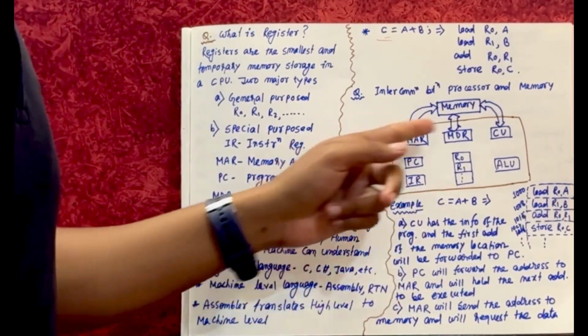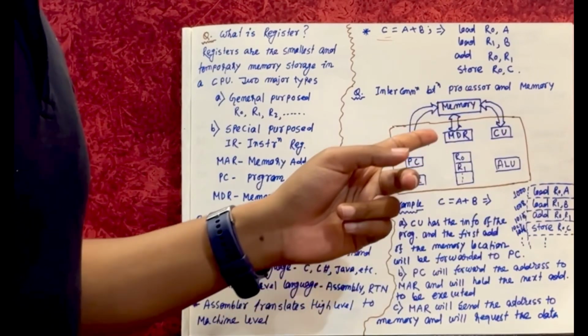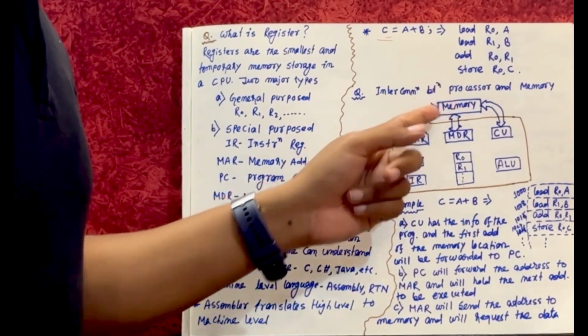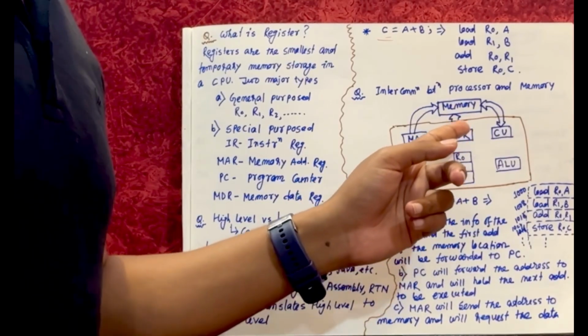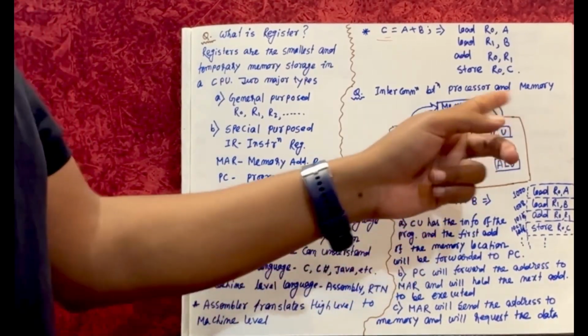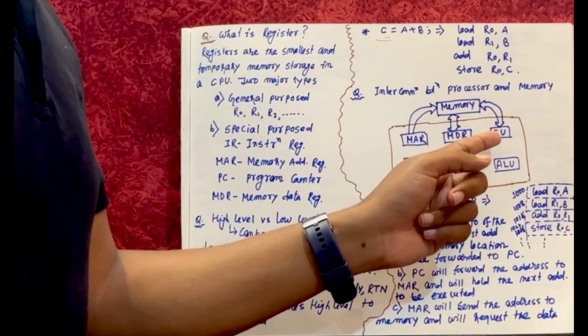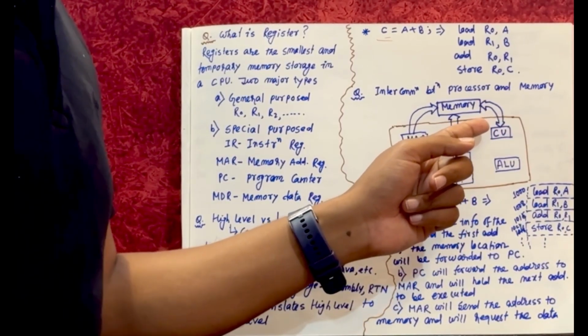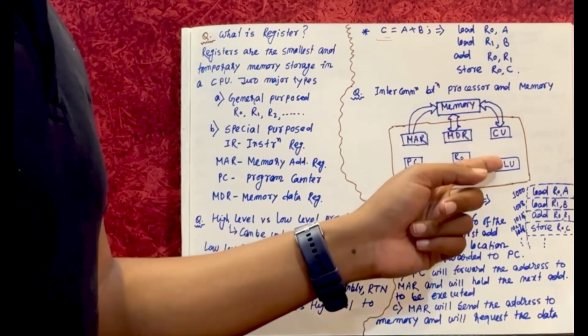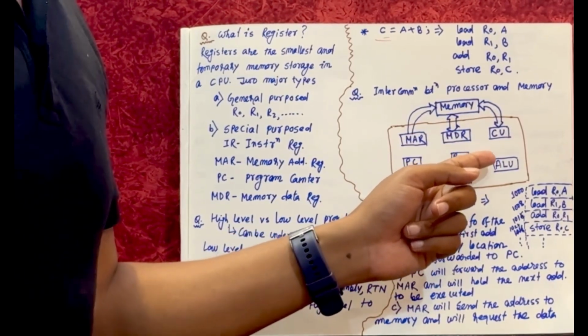So here I have drawn a figure diagram where I have memory this side and this is nothing but the CPU. Inside the CPU, I have shown the major components. What are the major components I have shown? CU, we already know CU is nothing but the control unit, a very important hardware in the CPU. Then we have ALU, the arithmetic and logical unit.